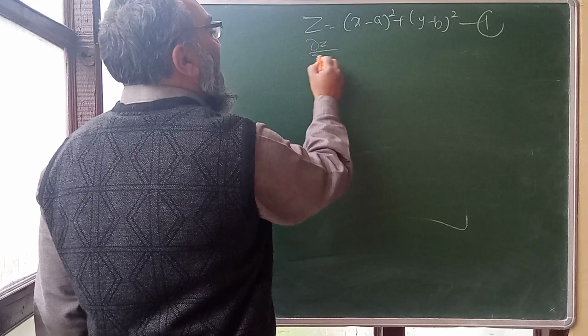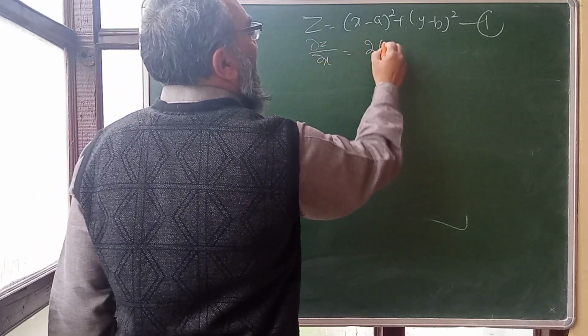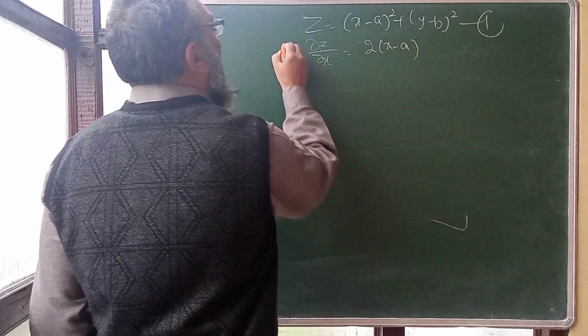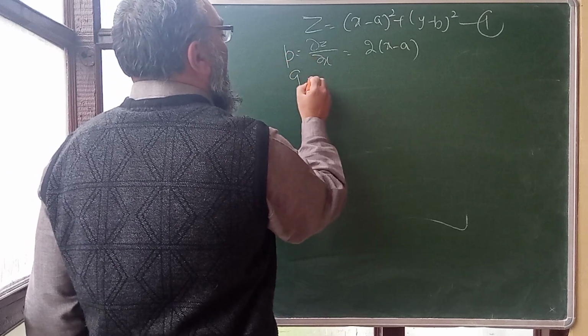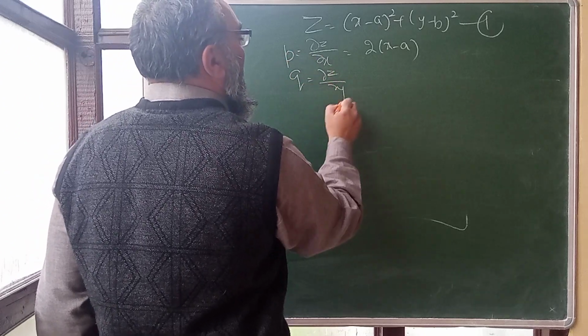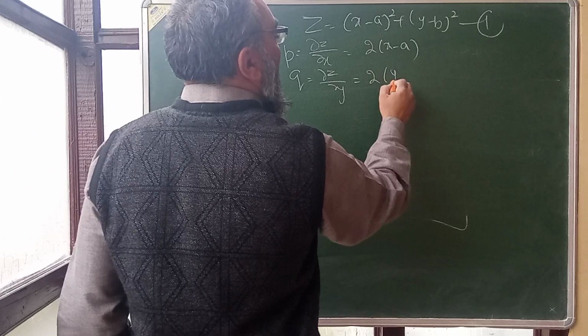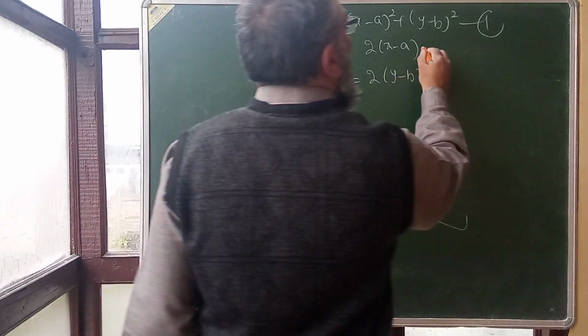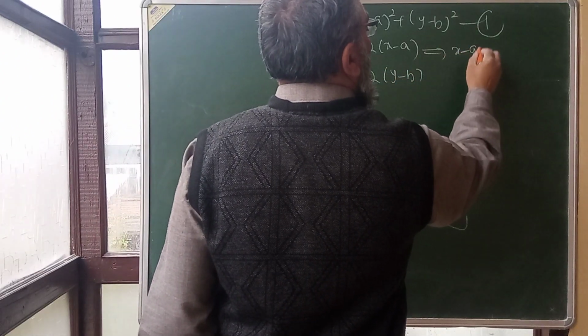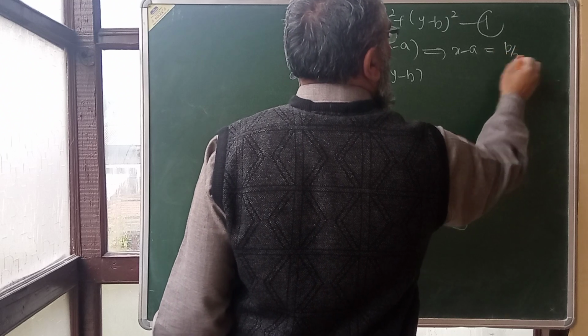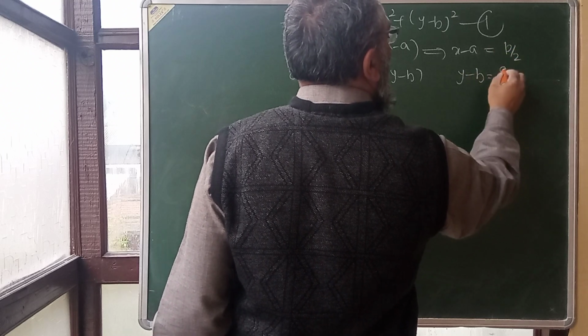What is del z by del x? It is twice (x minus a), and this is p, you know. What is del z by del y? It is twice (y minus b). This gives us x minus a equal to p by 2, and y minus b equal to q by 2.